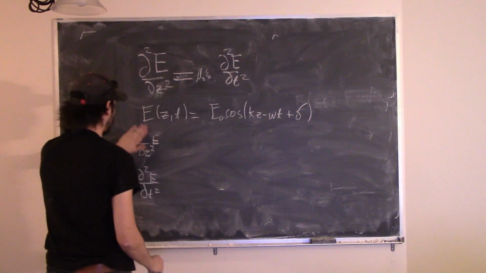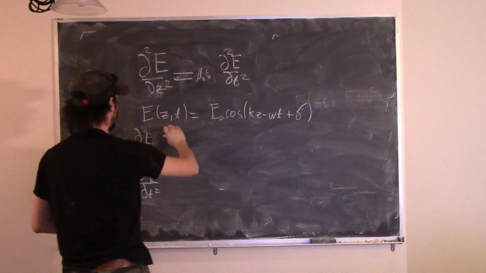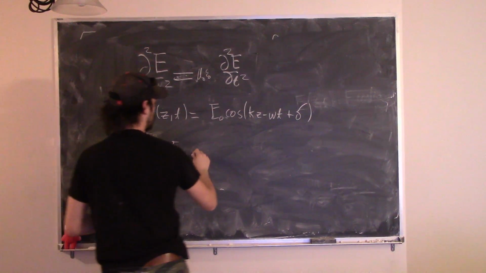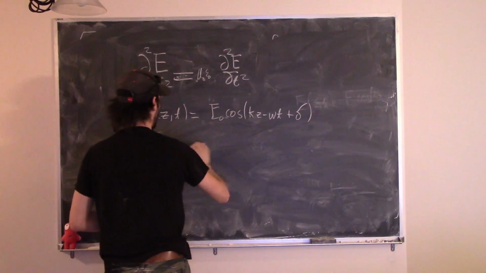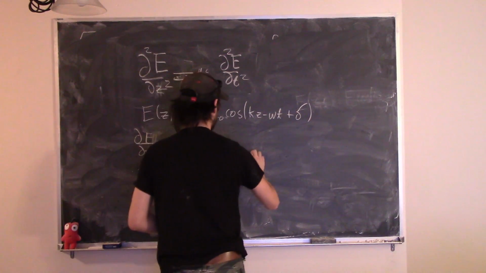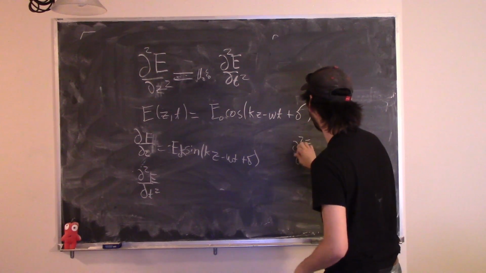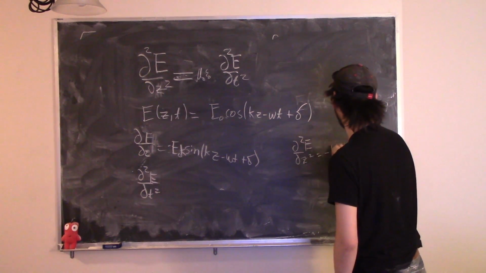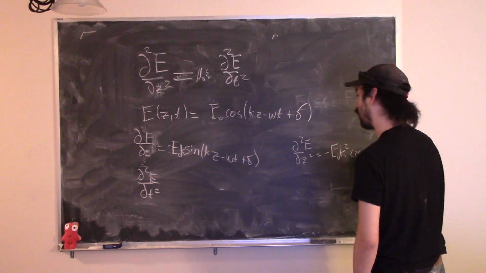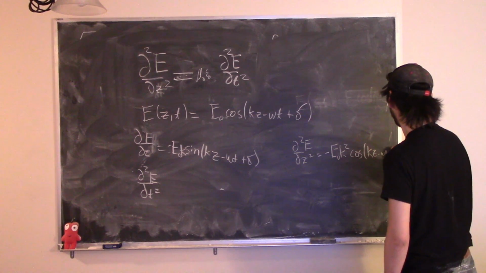We can first start by taking the first derivative with respect to z of this. So this is going to be E0 minus sine, we get a k out front, of kz minus omega t plus delta. Take a second derivative of this. So the second derivative with respect to z is going to be equal to minus E0 k squared cosine of kz minus omega t plus delta.